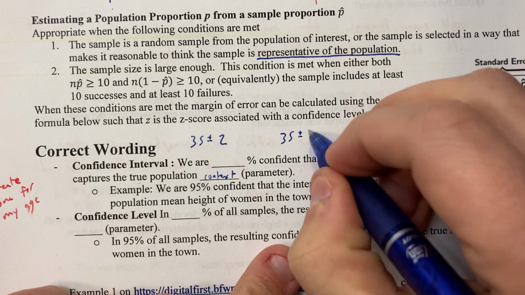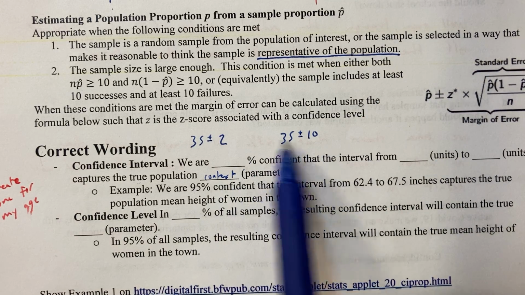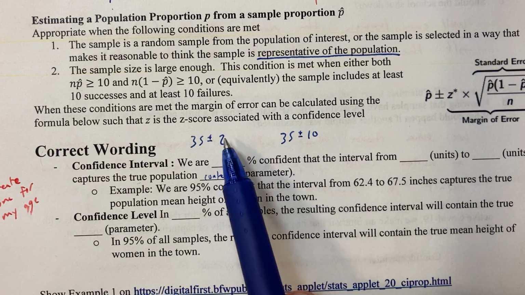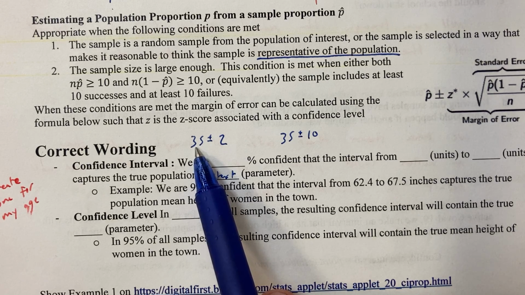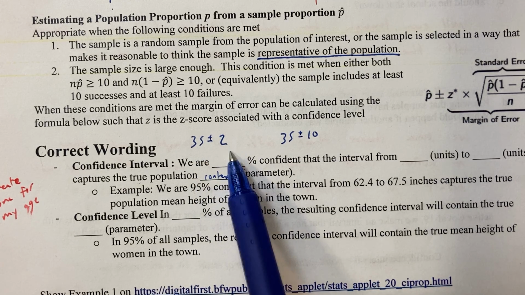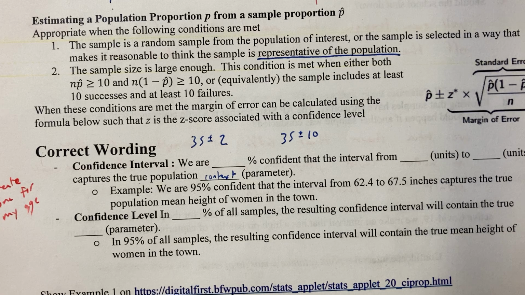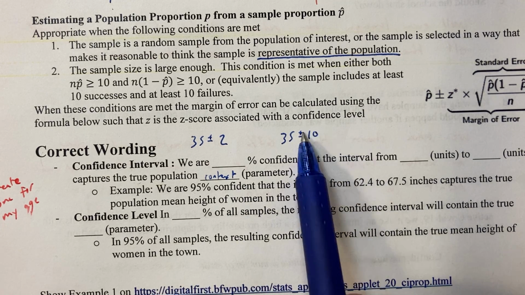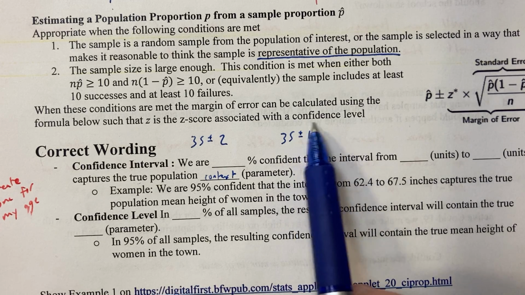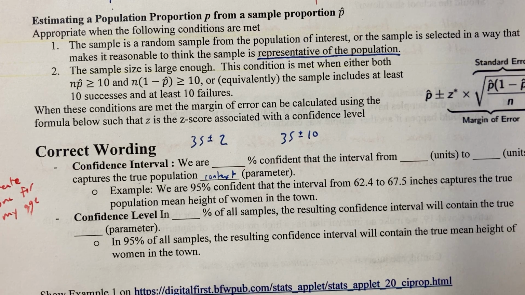and which one are you more confident in? Are you more confident that I'm 35 plus or minus 2 years or 35 plus or minus 10 years? Probably more confident in the plus or minus 10 years, because the larger the margin of error, the more confidence you have. Keep that in mind. The larger your margin of error, the more confidence you are in your confidence interval.